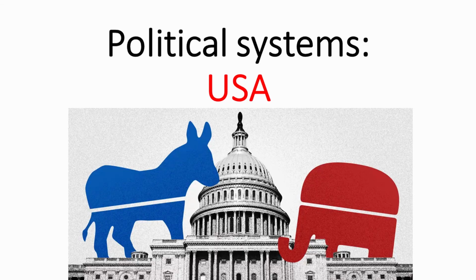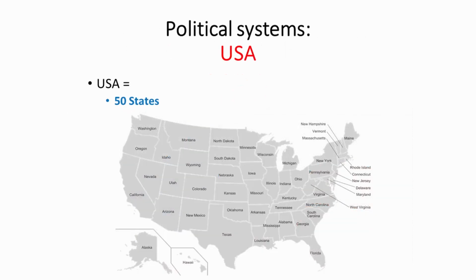Let us talk about the political system of the United States of America. Now, the United States of America are a federal republic consisting of 50 states. There are also other entities other than states in the US, but the states are the most important parts of the US. There are 50 states.